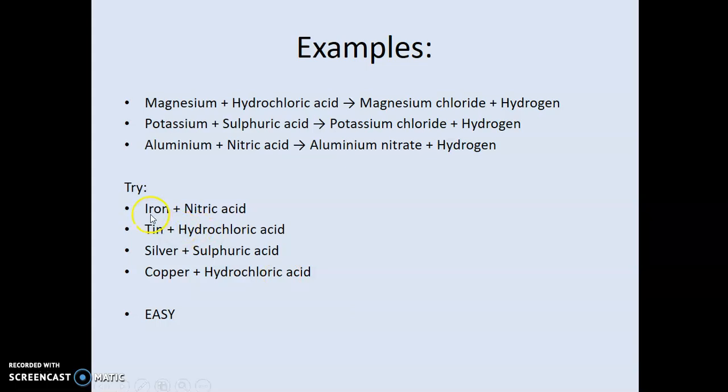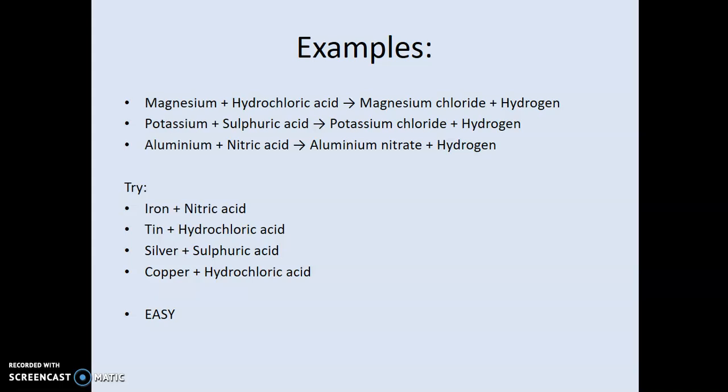Okay, so iron plus nitric acid. The iron is going to bond with the nitrate ions to form iron nitrate plus hydrogen. Tin plus hydrochloric acid. The tin is going to bond with the chloride ions to make tin chloride and hydrogen. Silver plus sulfuric acid. Silver will bond with the sulfate ions, and we will get silver sulfate plus hydrogen.